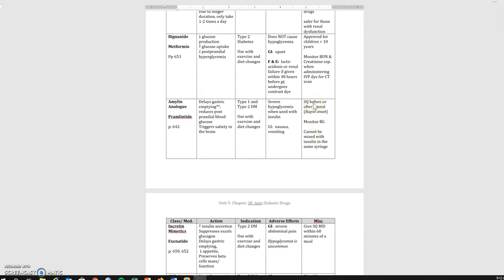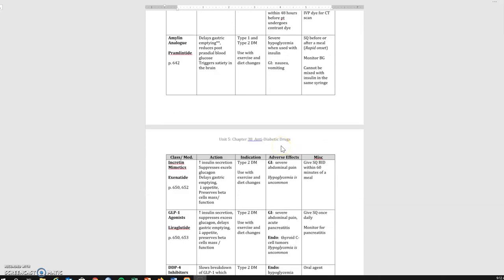A sub-Q drug that is used to manage type 1 and type 2 diabetes is pramlintide. It delays gastric emptying, reduces postprandial blood glucose, and it triggers satiety in the brain, which decreases the individual's appetite. When used with insulin, however, it can cause severe hypoglycemia. It has a rapid onset, so it needs to be administered right before or right after a meal, and if used with insulin, it cannot be mixed in the same syringe.